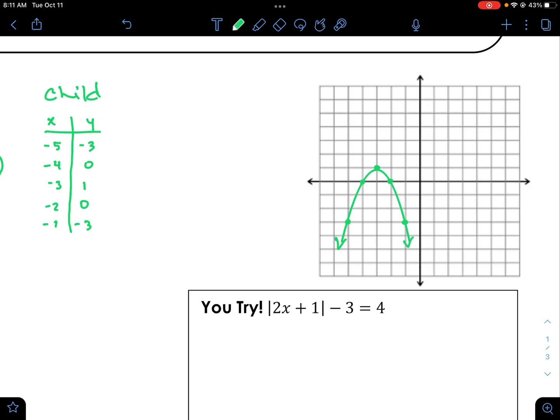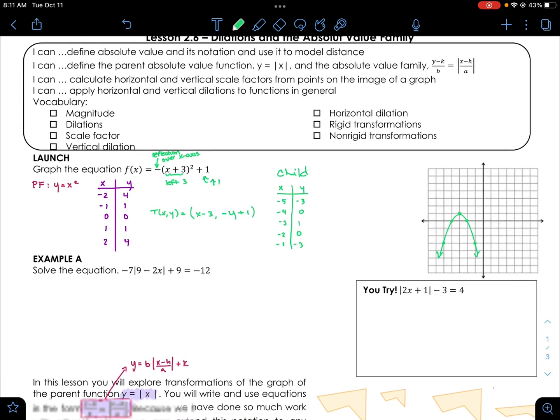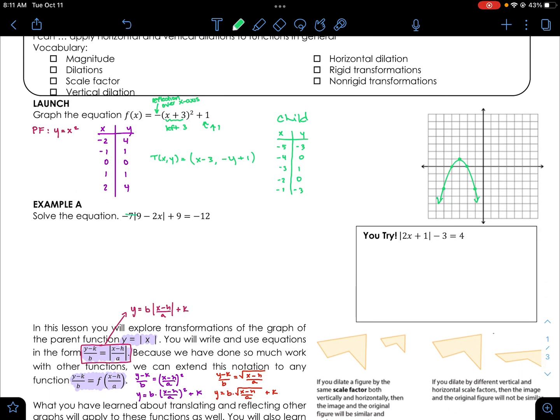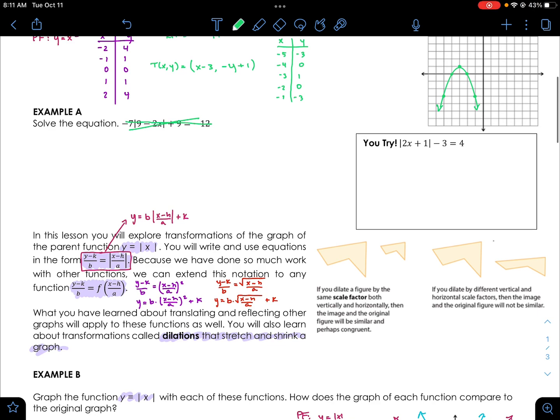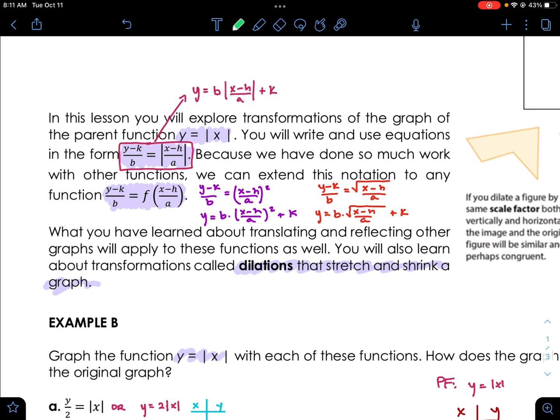So that is just a refresher of what we have been talking about up to this point between translations and reflections. We are going to skip example A for this set of notes, and then jump down here and take a quick look at dilations. So we're jumping straight into the final transformation.